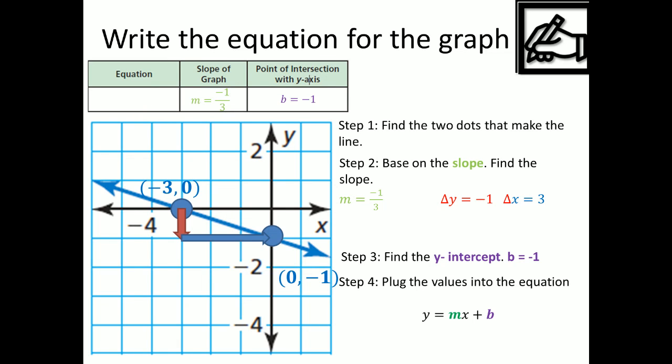Those are all the solutions. Remember, it is negative 1 over 3x minus 1. Alright, there you go. Those are all your homework solutions.